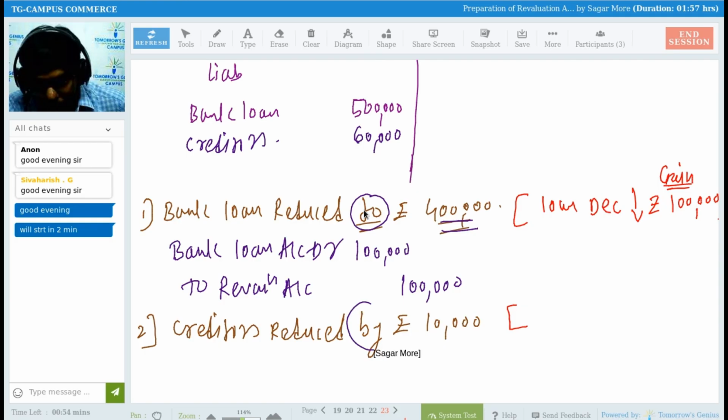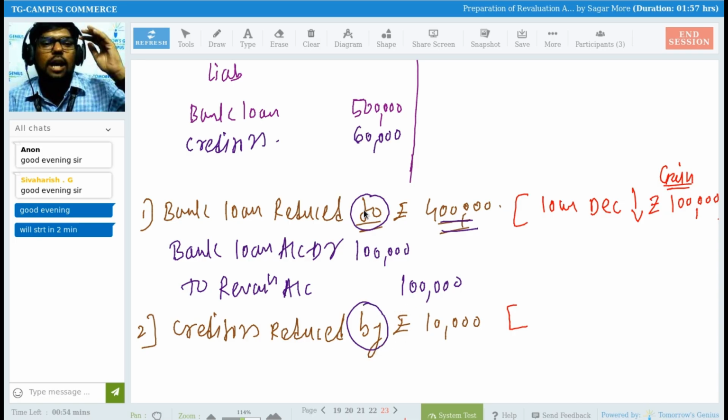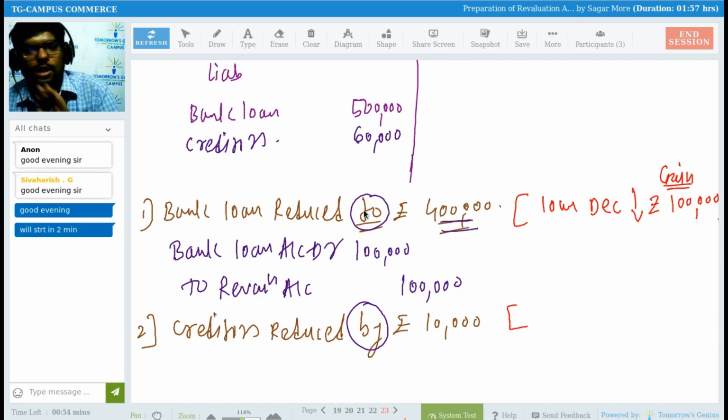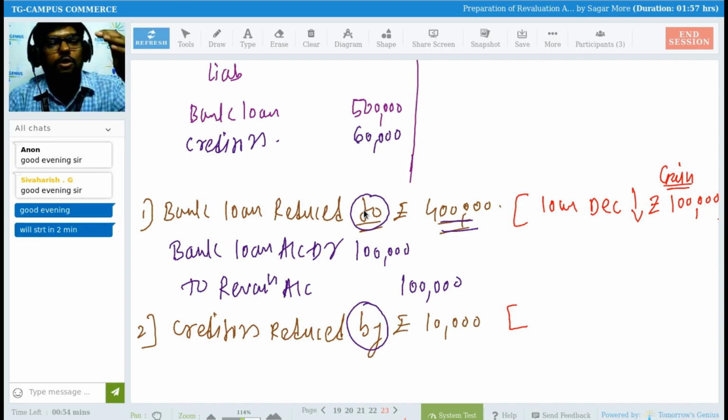In the second, it says 'reduced by'. So what is the meaning of 'by'? It means the amount is reduced by this much. It is directly given to you. Creditors reduced by how much? Creditors reduced by 10,000. It means they are saying you have to decrease creditors by rupees 10,000 now.